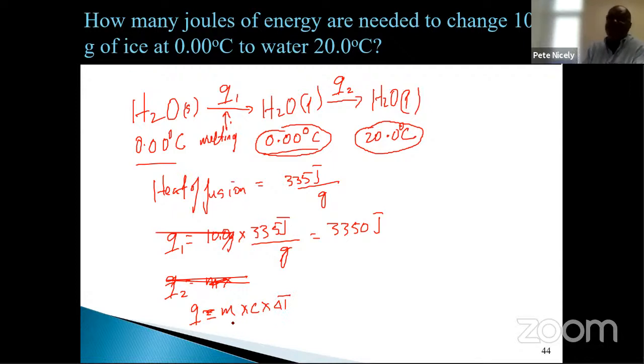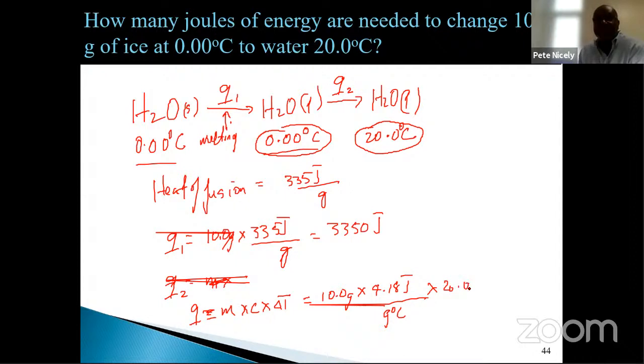M is the mass of water, C is the specific heat of water, and delta T would be the change in temperature. So in this case, M would be 10.0 grams multiplied by C, which of course you can get from the document in Canvas, 4.18 joules per gram degrees Celsius, times delta T, which would be the difference between 20.00 degrees Celsius minus 10.00 degrees Celsius. And that's basically the setup.